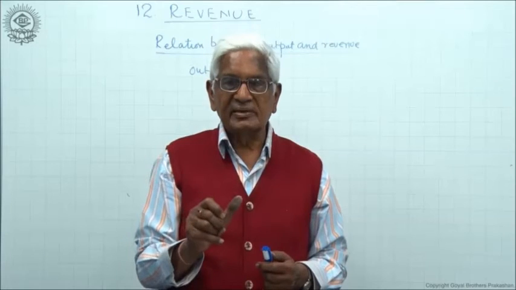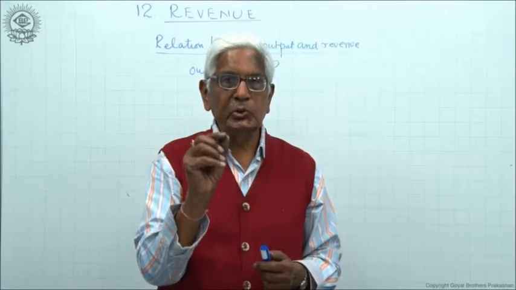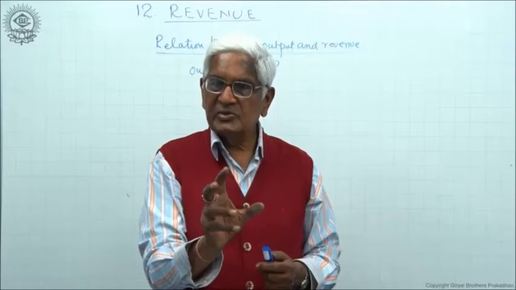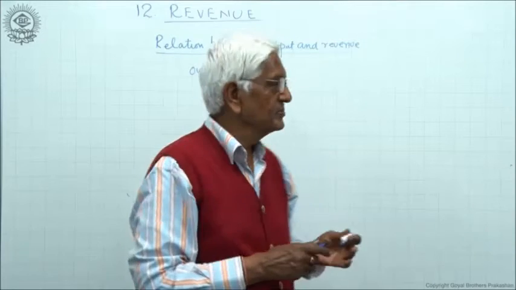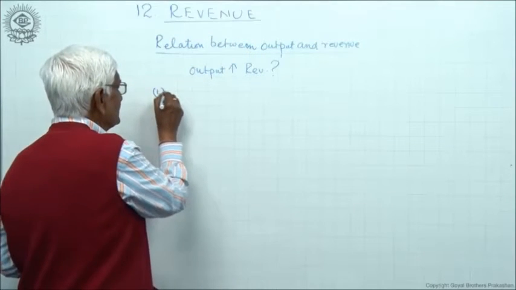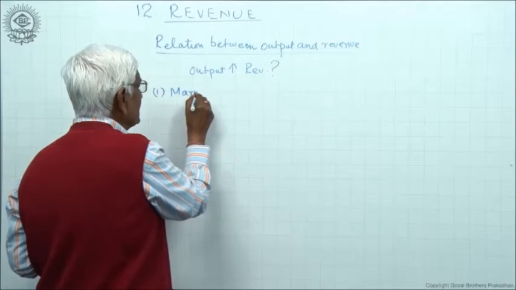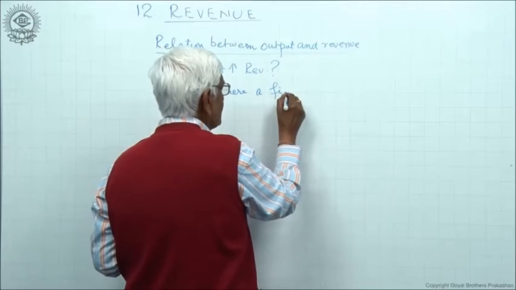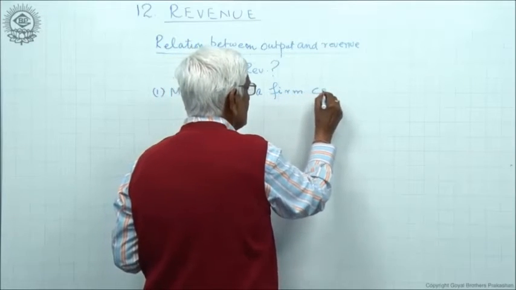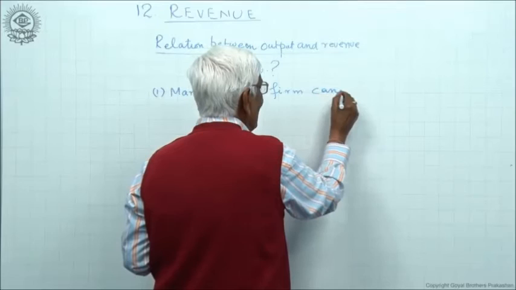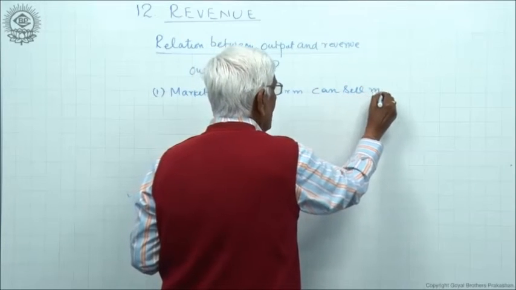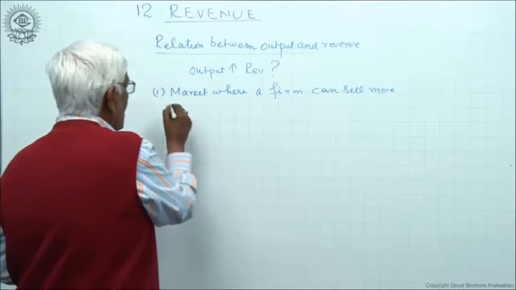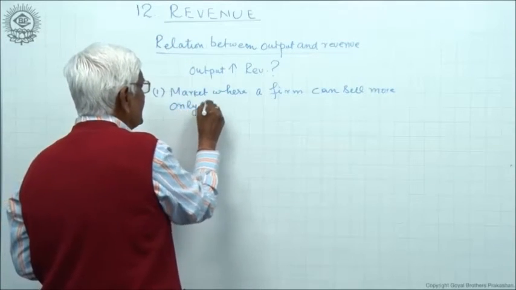But all those markets can be classified into two categories. उन सभी मार्केट्स को दो कैटेगरी में बांटा जा सकता है. One, market where a firm can sell more only by lowering the price.